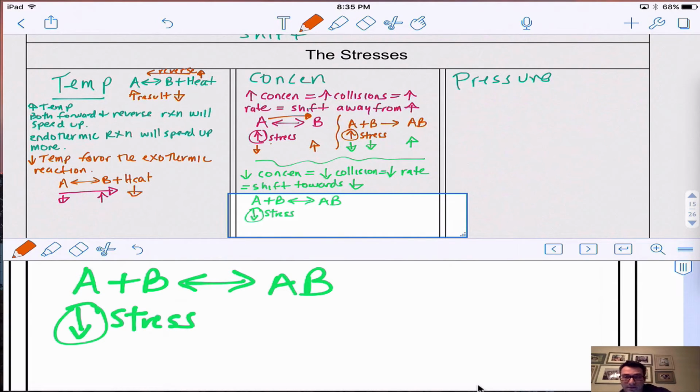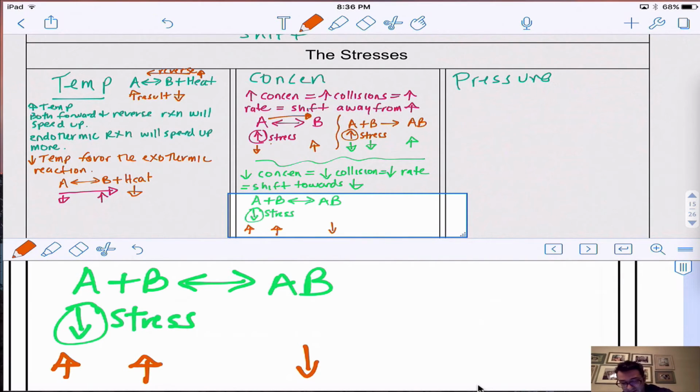But the reverse rate hasn't changed at all, at least not at first. So what ends up happening is AB is still breaking down and making A plus B at the same rate. However, the A plus B reaction slowed down. They're not making AB as fast. So over time, the AB concentration will decrease. But because the AB that was breaking down didn't decrease at first, you'll get sort of a rebound effect where you get more A and more B.